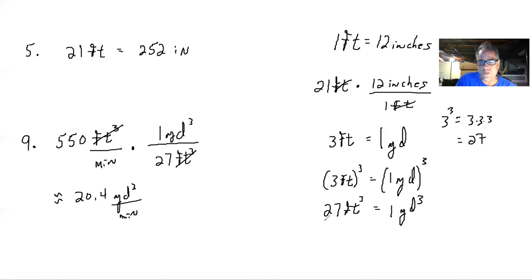And you do that to both sides. So that's where I got my 27. It was 3 to the third. And then you also raise the units to that same power. And 1 to any power is itself, so it doesn't matter. 1 to the 100th power is still 1. Does that help?